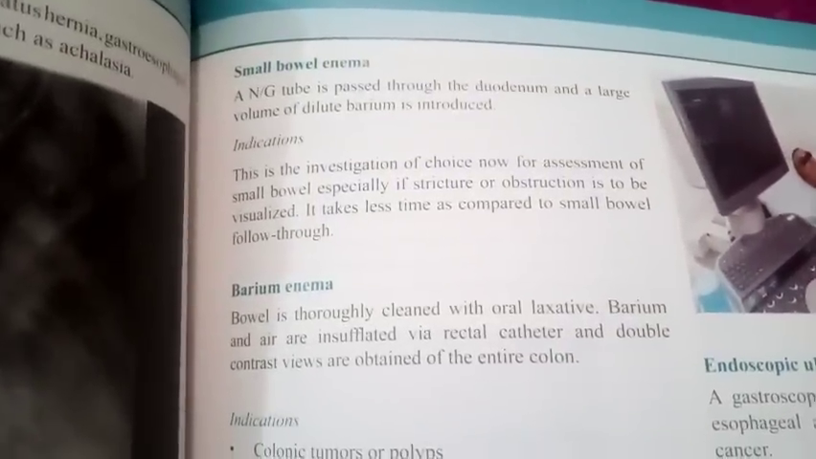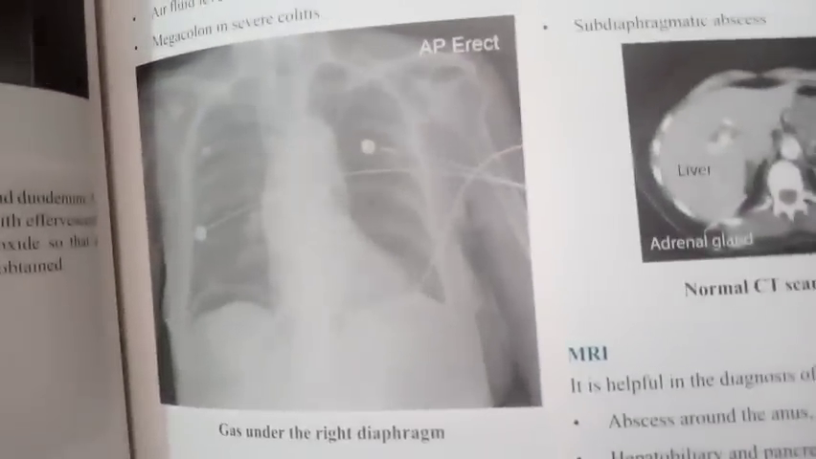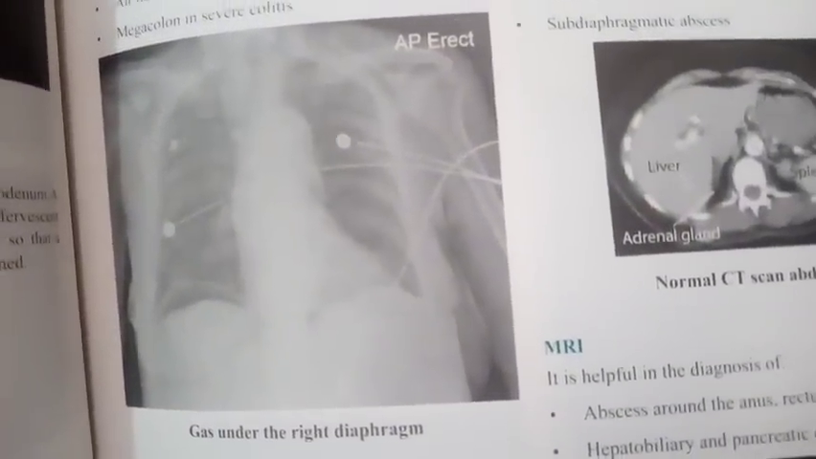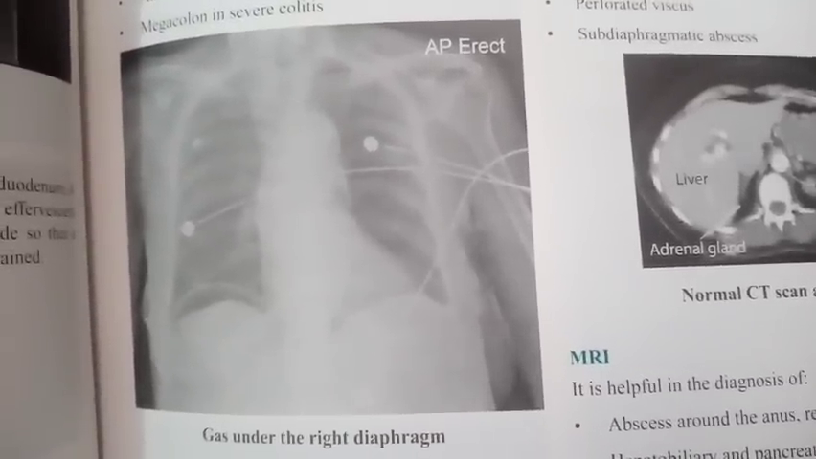small bowel edema and barium enema, as well as plain X-ray abdomen, as seen in the image. Gas under the right diaphragm, you can see here, AP erect posture, and here is another diagram.